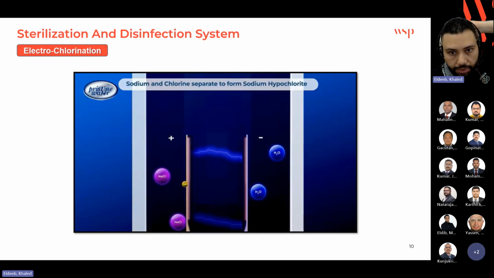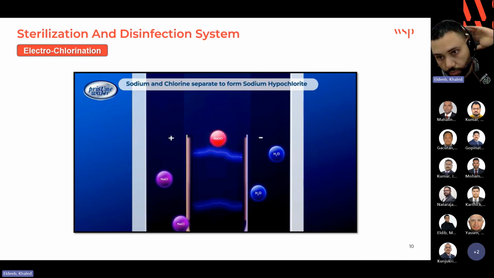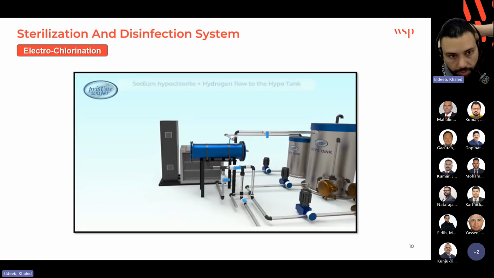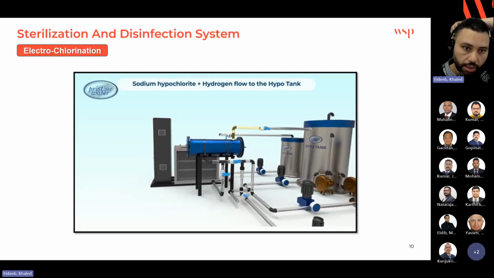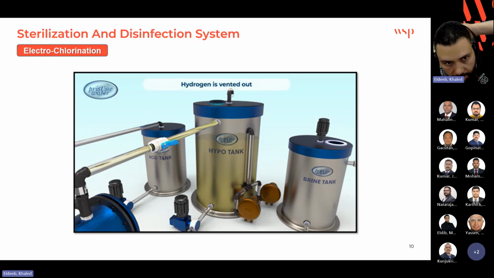And then here, the electrical current breaks down the salt solution to produce the sodium hypochlorite, as I just explained. This is the liquid chlorine. The system in the video here, this yellow one, this is the liquid chlorine. Okay, in this video, the system is using 3 tanks, but actually the third one is not required. It is just optional.